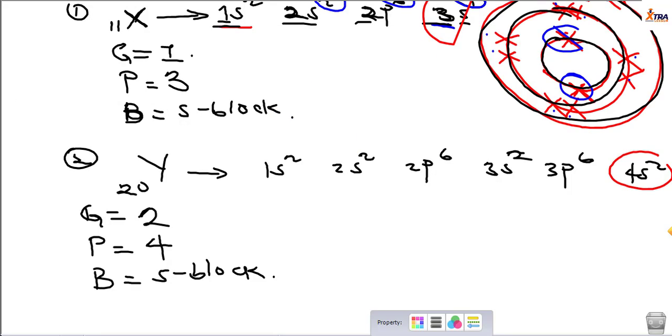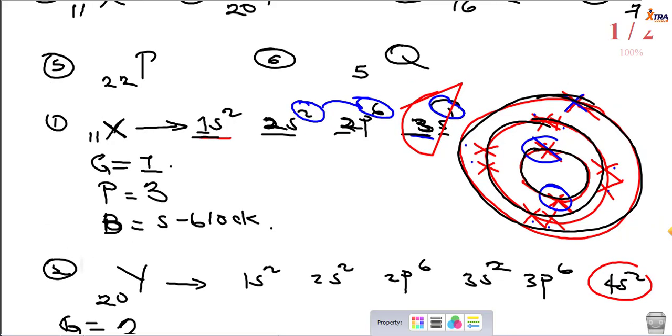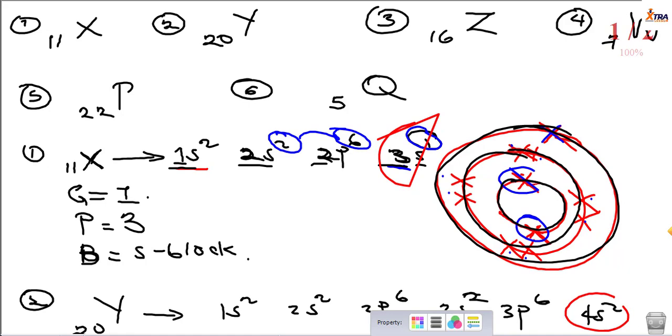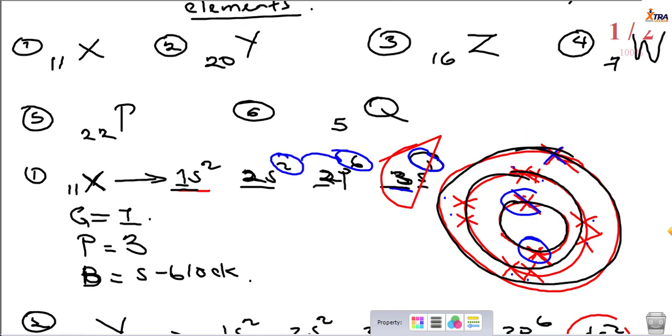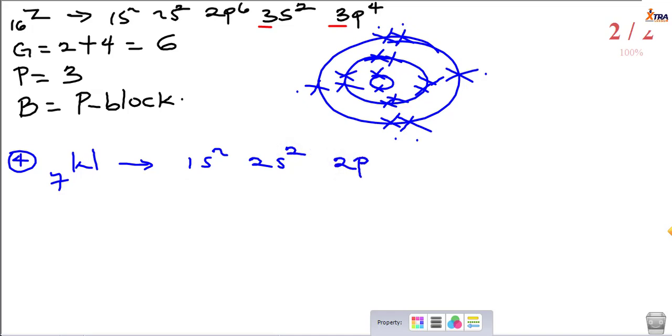I should be able to leave you to do the rest, but let's take the rest of them together. But I would recommend that you pause the video, answer the next question, and continue to see what we got. So here we have W with an atomic number of 7. That's number 4, I think. W has an atomic number of 7. The electronic configuration is 1s2, 2s2, and 2p3. That gives us a total of 7.